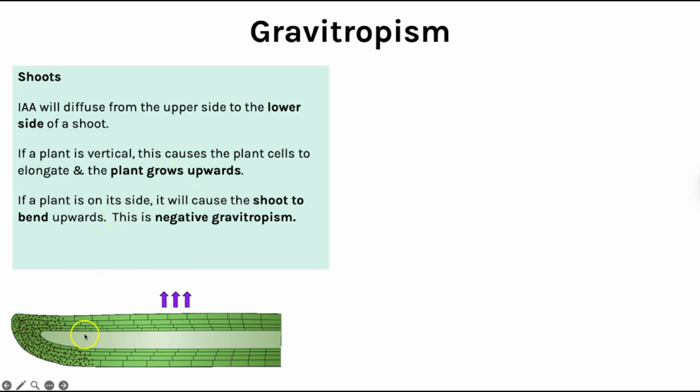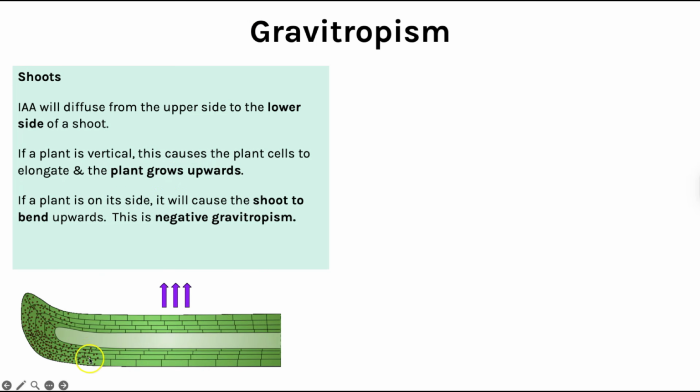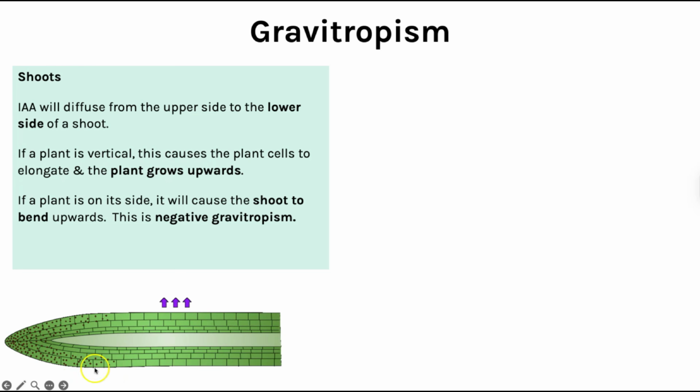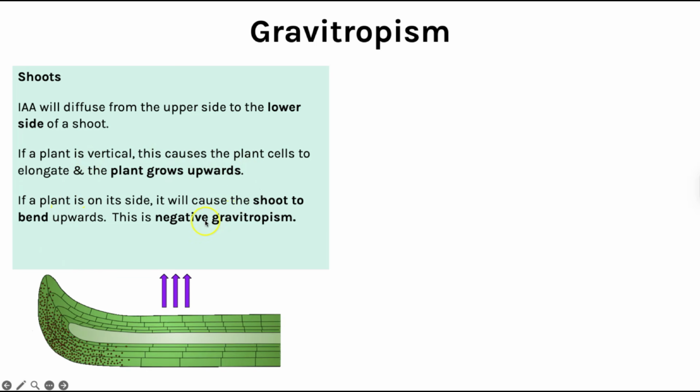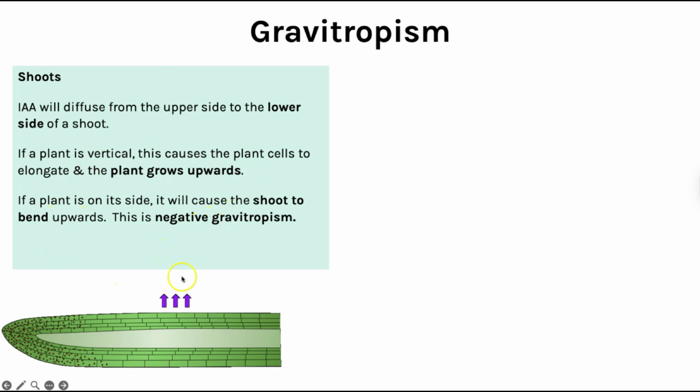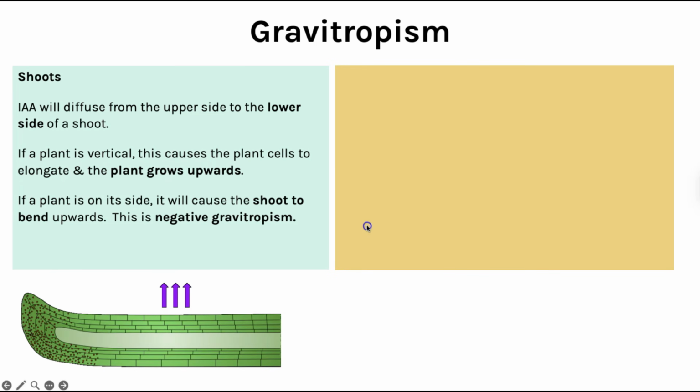It just makes the shoot grow upwards. If a plant is on one side though, like we can see in this picture, the side that is exposed to the auxin will elongate and that can cause it to grow upwards. And that would be negative gravitropism, it's growing away from the direction of gravity.